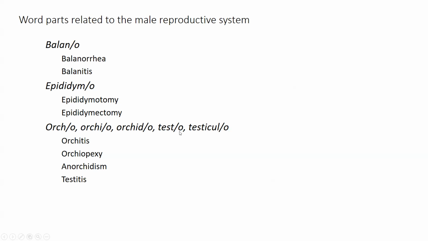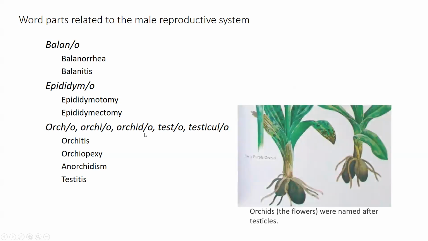You may be familiar with the flower called orchids. They got their name from testes because somebody thought the bulbs of these orchids looked like testes. And so the flower is actually named after the testicles. The testicles aren't named after the flower.